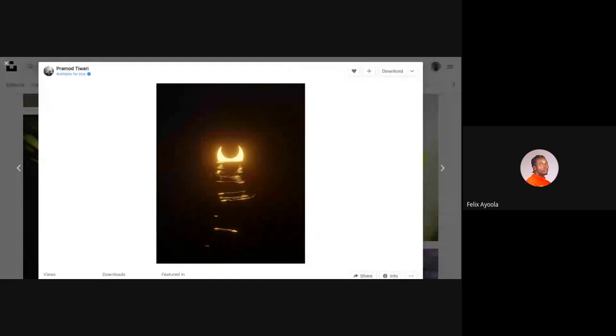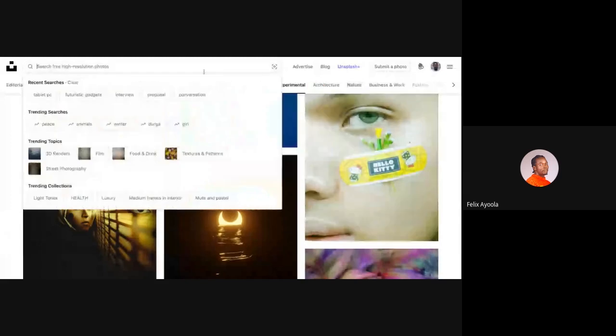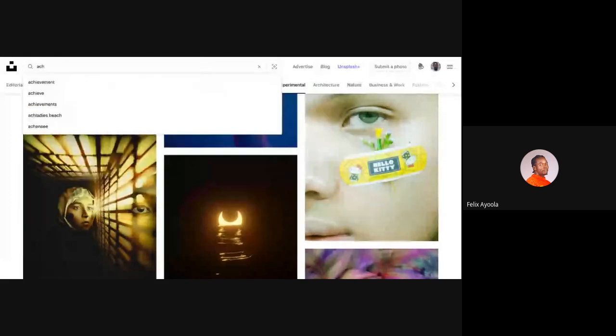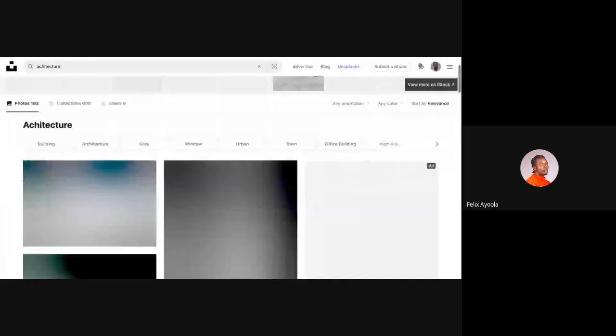So, does anybody else want to go? Does anybody else see something else from this picture? In the absence of anybody talking, let's move on. Let's do architecture. Here's architecture.